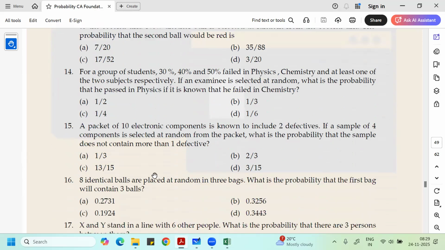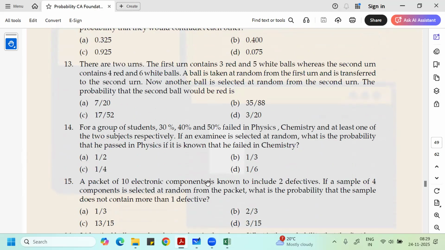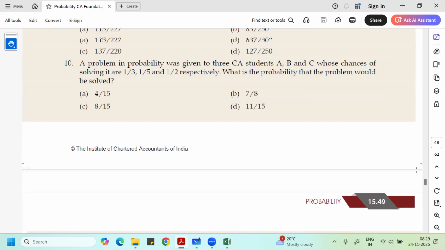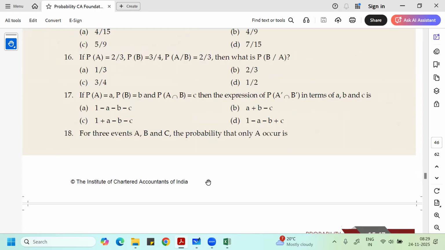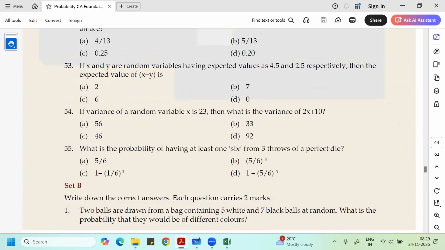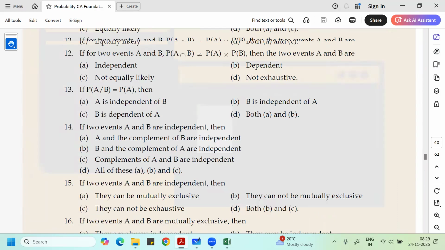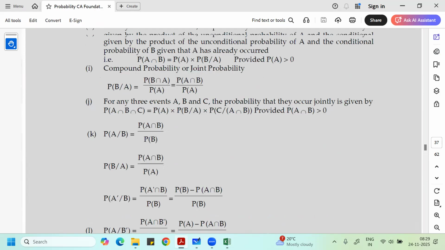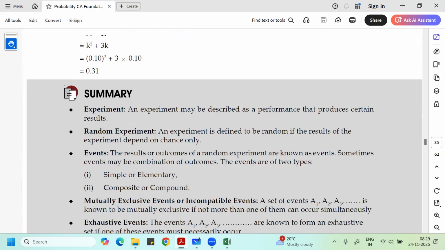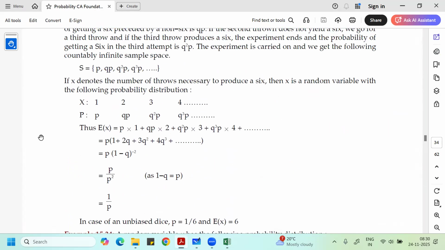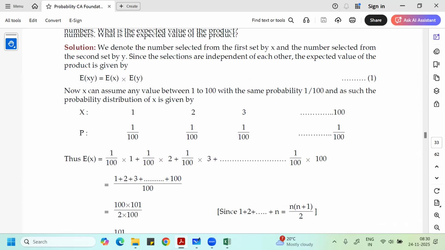Question number 16 is like eight identical balls are placed at random in three bags. What is the probability that the first bag will contain three balls? So here in the solved example, you have this question. This is a very important question for your exam purpose. So basically, if you go to this question here, what they're telling you is you have three boxes and you have eight balls.